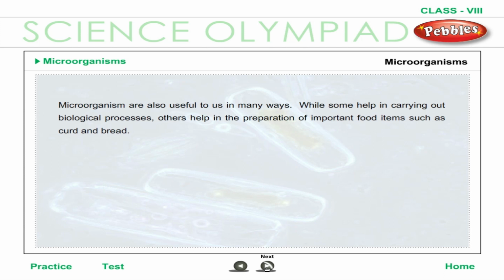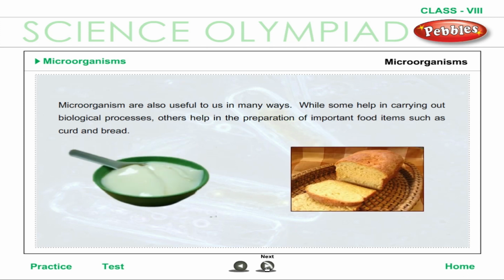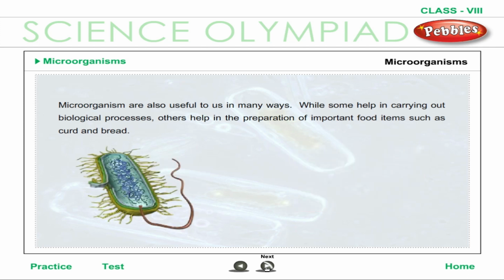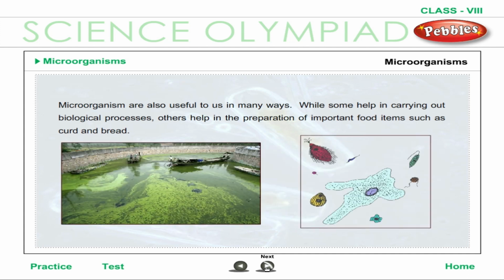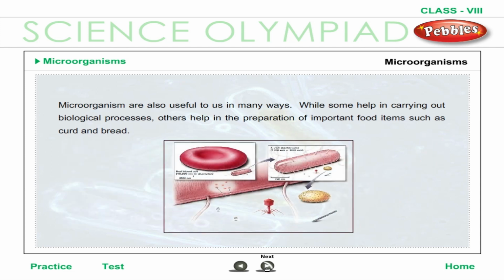While some help in carrying out biological processes, others help in the preparation of important food items such as curd and bread. Microorganisms are classified into 5 major groups. They are bacteria, fungi, algae, protozoa, and viruses.